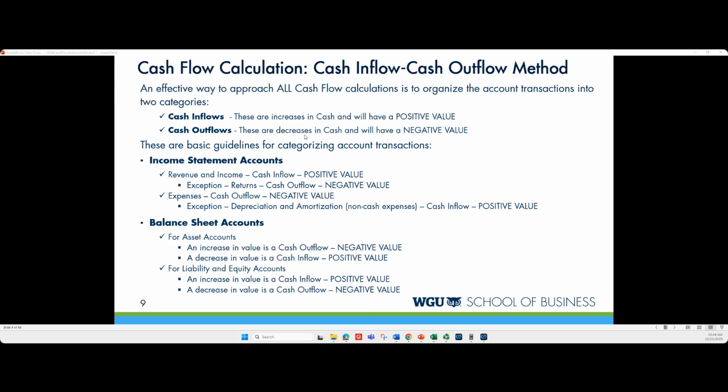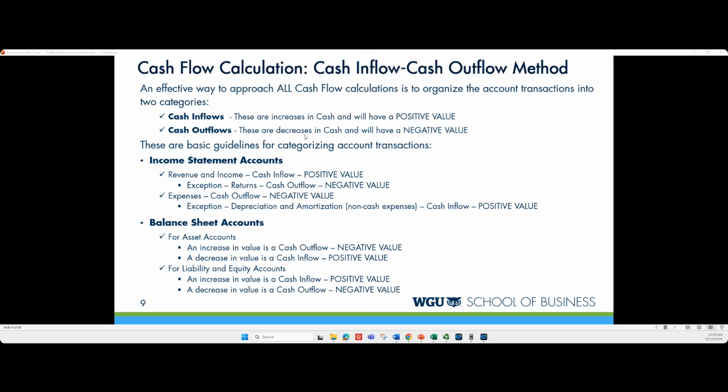A decrease in the value of an asset is going to be a positive cash flow. Let's say we have a piece of undeveloped land and we sell it. Well, on our balance sheet, our land, plant, property, and equipment, that's going to go down in value. But what happened? We sold the parcel of land. That generated cash for us. That's a positive cash flow.